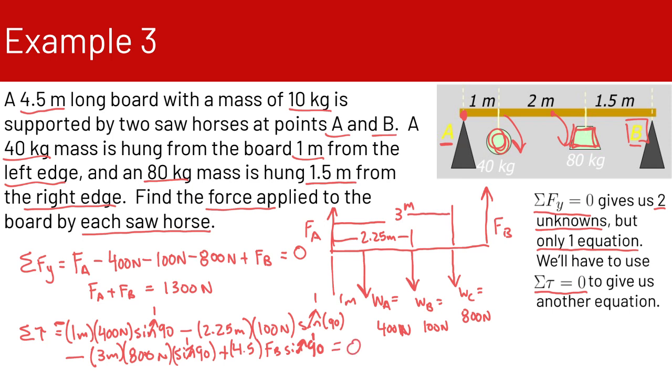So our sum of forces then, we have FB times 4.5 meters is equal to 3,025 Newton meters. Okay, so I'm going to move our important information. These two equations, FA plus FB equals 1,300 newtons, and then 4.5 meters times FB equals 3,025 Newton meters, to another screen.